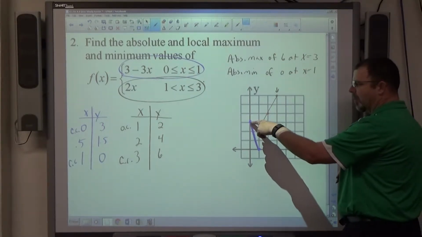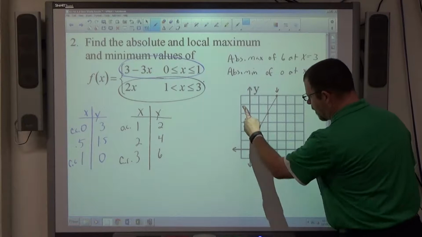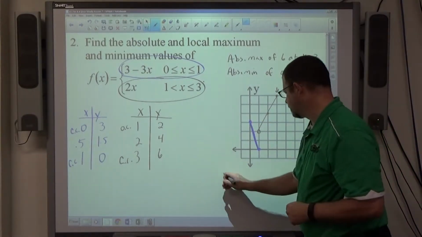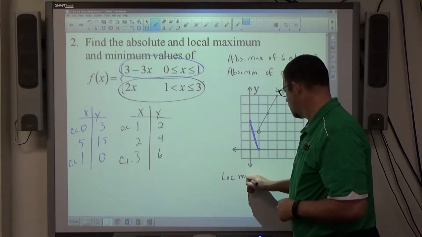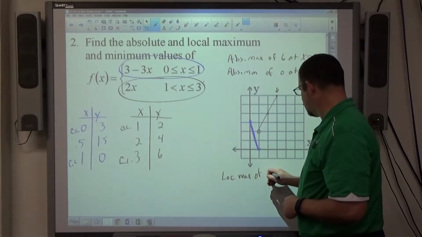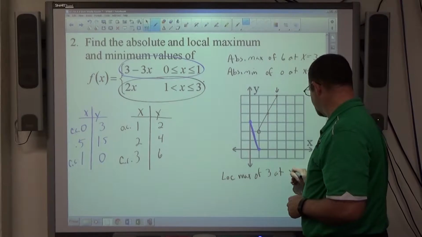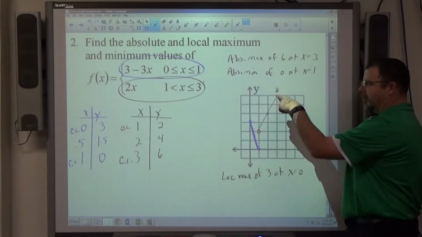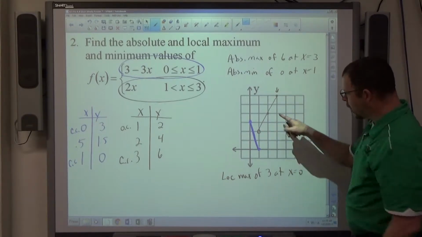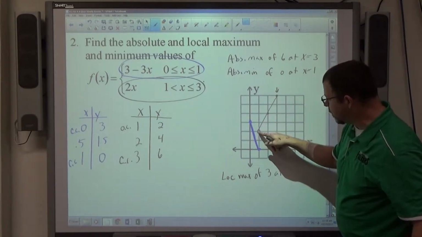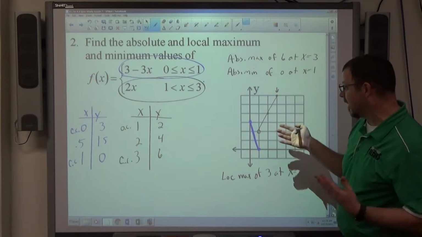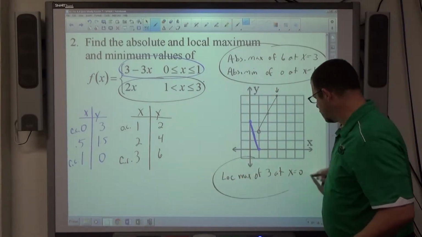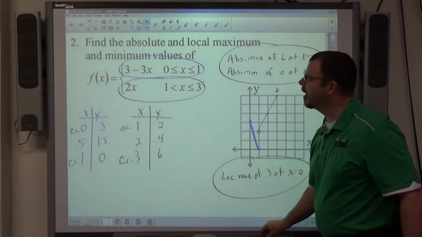This is the highest point in its general area, so the graph, if I'm just going along here, high going down, so that's a local maximum of 3 at x equals 0. Okay. This has already been identified as the absolute maximum. This point would be a local minimum for that area, but it's an open circle. So again, open circles don't count. So there's my absolute, there's my local, and that's everything I needed to find out about that one.